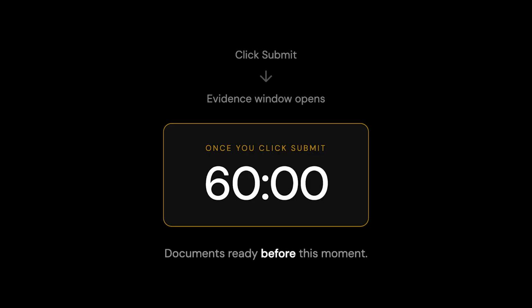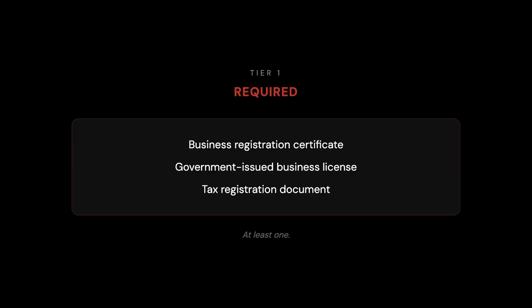And timing matters. When you appeal, the moment you click submit on your appeal, Google opens a 60-minute window to upload evidence, which means every document and piece of evidence needs to be ready before you even open the appeals tool. The tier 1 documents are the ones that are required most of the time.